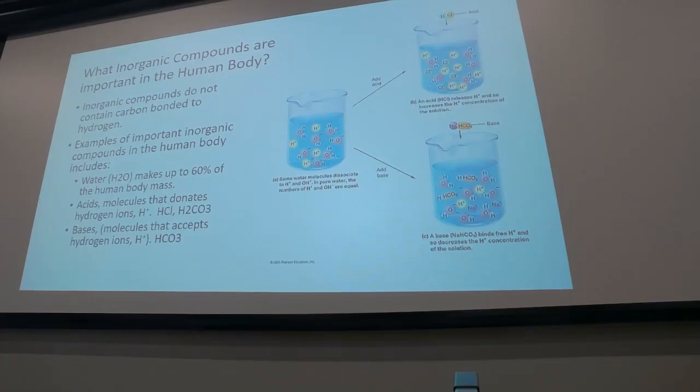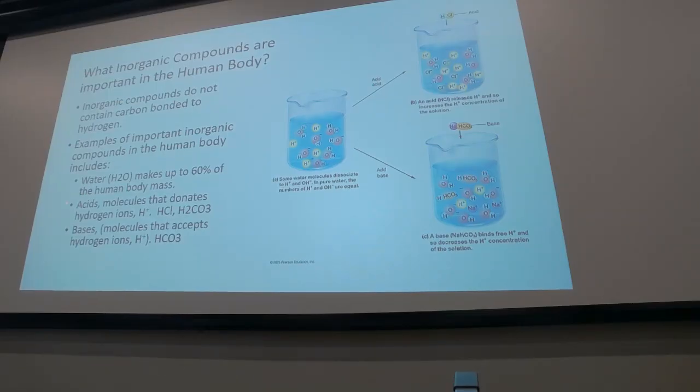The most important inorganic compound that we have in the body is water. See, it doesn't have carbon and hydrogen. It has 2 atoms of hydrogen and 1 of oxygen. And it can make up to 60% of the human body mass. In males, 60% of the body weight is water, in females it is 50%. So if a female weighs 100 pounds, the amount of water is going to be 50 pounds, because that's 50%.